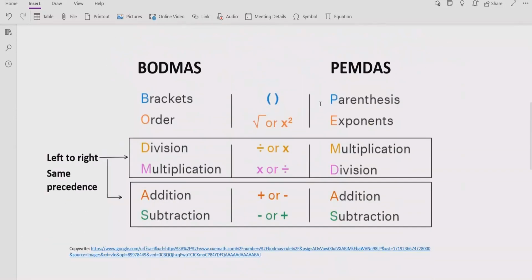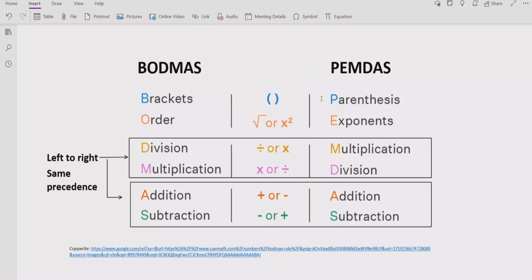Now, just recall what are the rules which we can apply to solve the given expressions. So according to the BODMAS and PEMDAS rule, we have 4 steps to solve any given expression. So what are the rules? B stands for bracket and P stands for parenthesis, which means that if your expression contains any bracket or parenthesis, you have to solve this first.